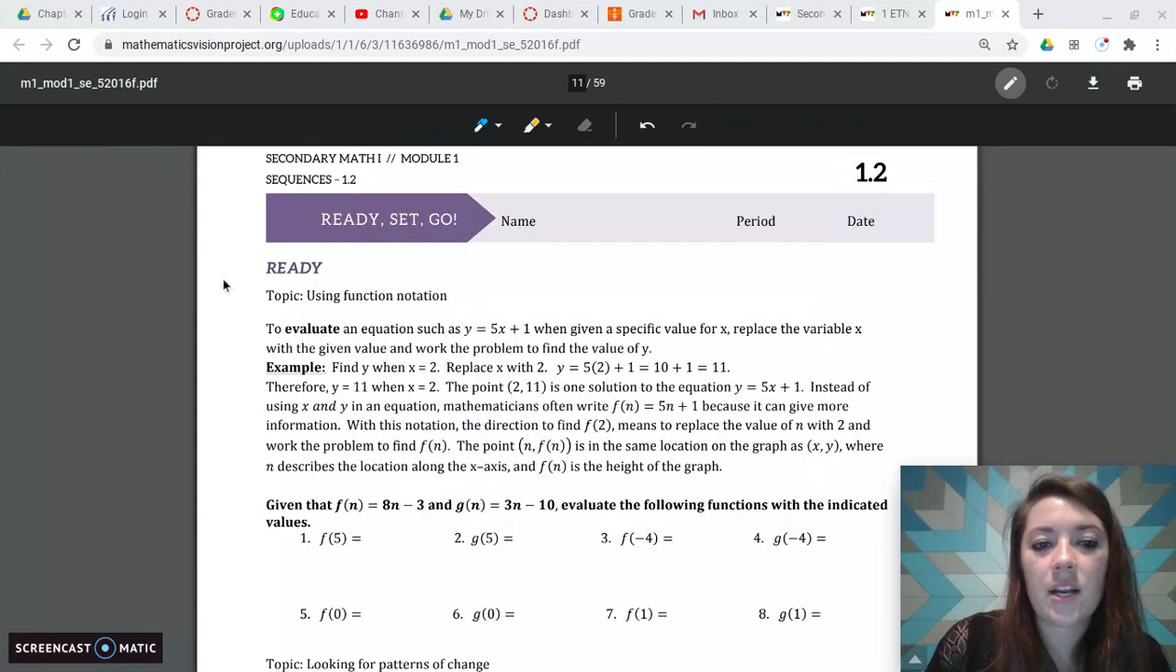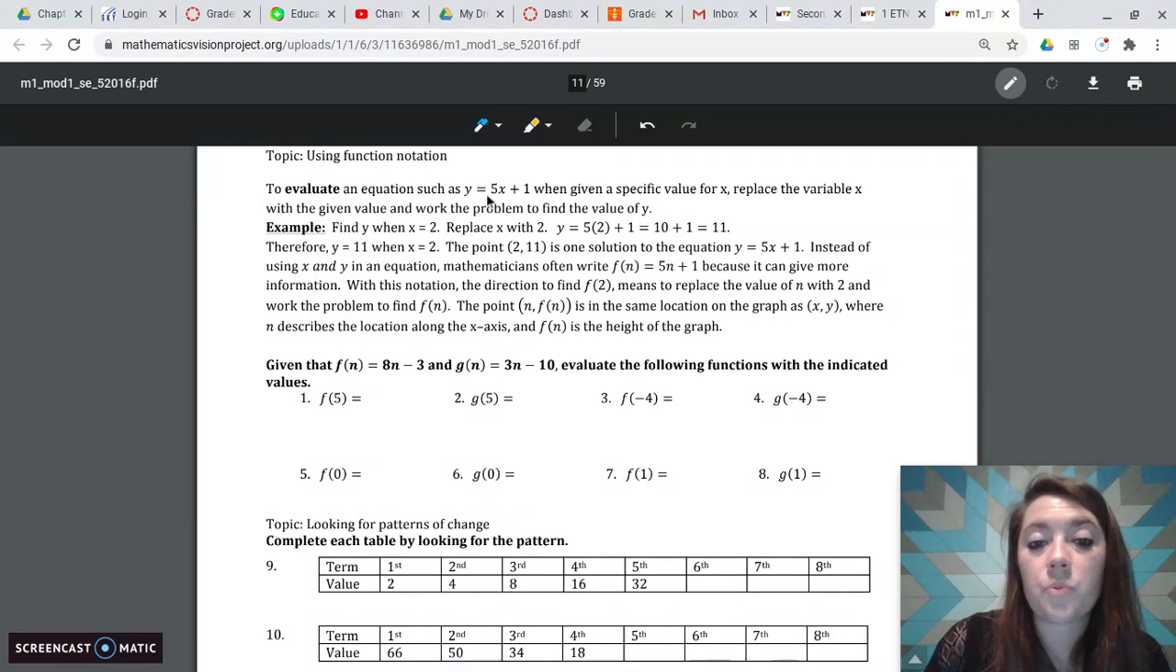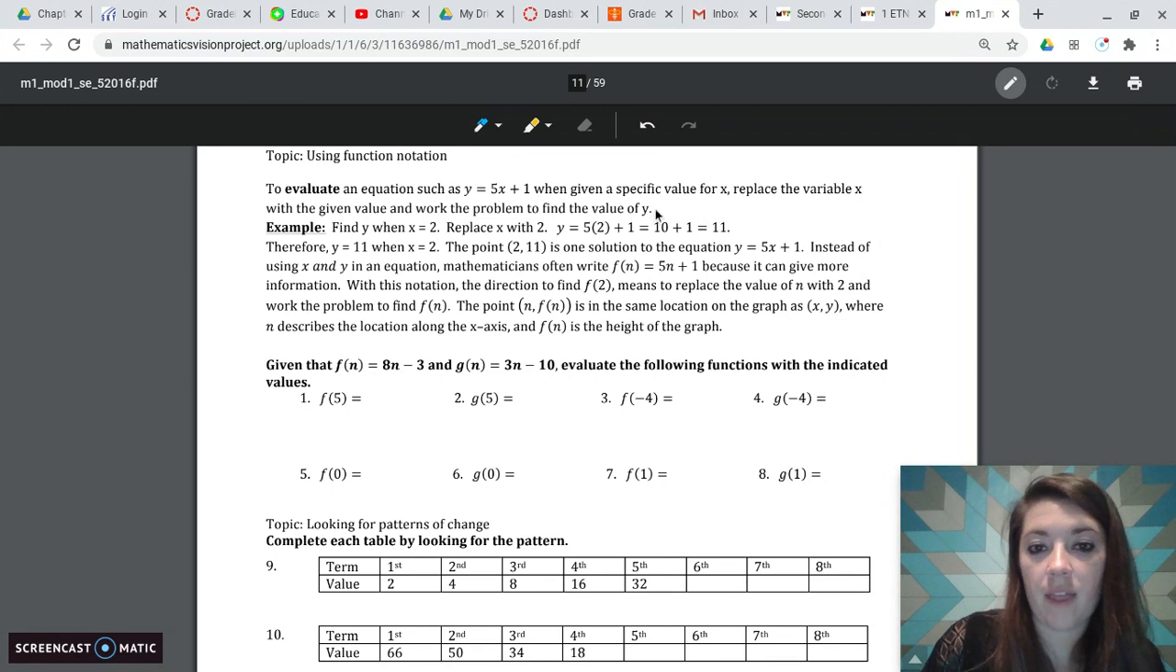So what we're looking at here is using function notation. To evaluate an equation such as y equals 5x plus 1 when given a specific value for x, we replace the variable x with the given value and work the problem to find the value of y. It's going to give you an example here. To find y when x equals 2, replace x with 2. So we have y equals 5 times 2 plus 1, which equals 10 plus 1, which equals 11. Therefore, y equals 11 when x equals 2. So the point (2, 11) is one solution to this equation.